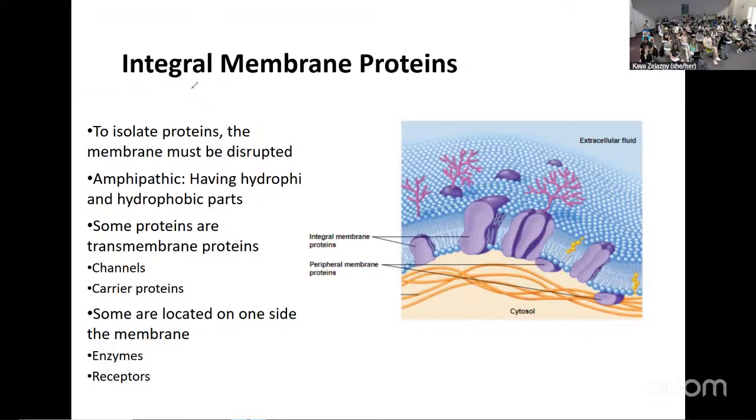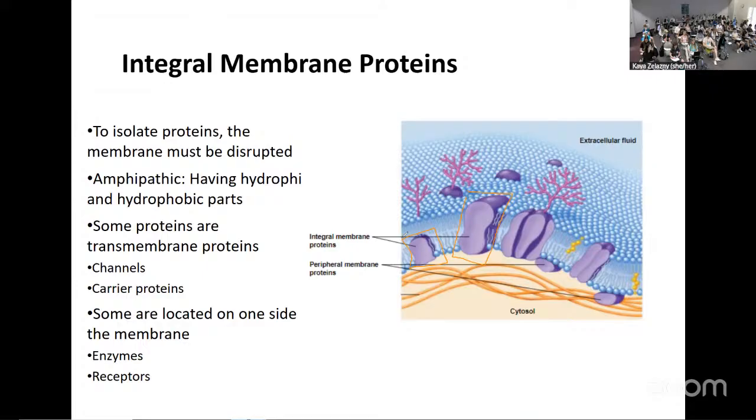When we say integral, we're thinking like integrated, right? So they're like embedded in the membrane. Right, so you can see some integral membrane proteins that go all the way across, like this big peanut one. You can see some integral membrane proteins that only go partway through, but they're both integrated into the membrane, so they're both integral proteins. Okay.